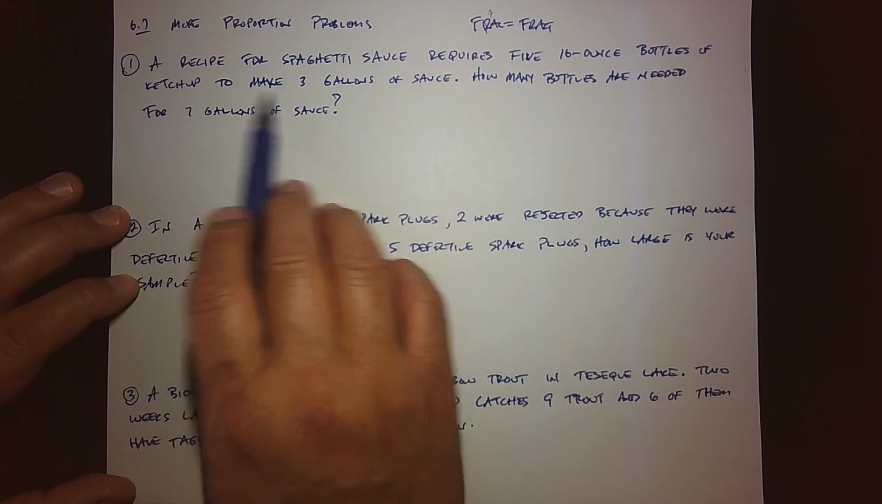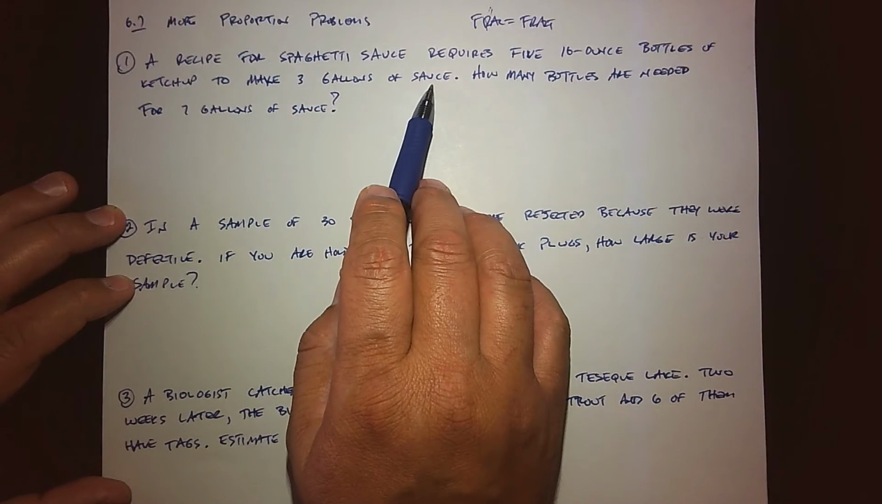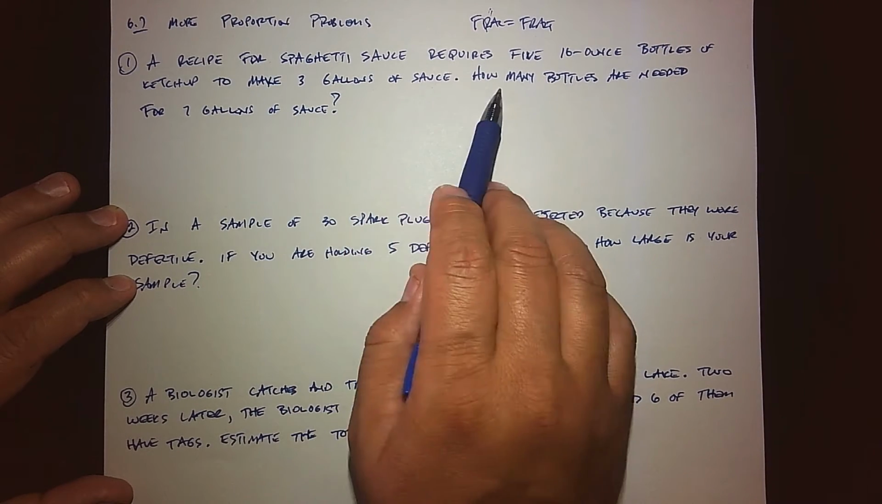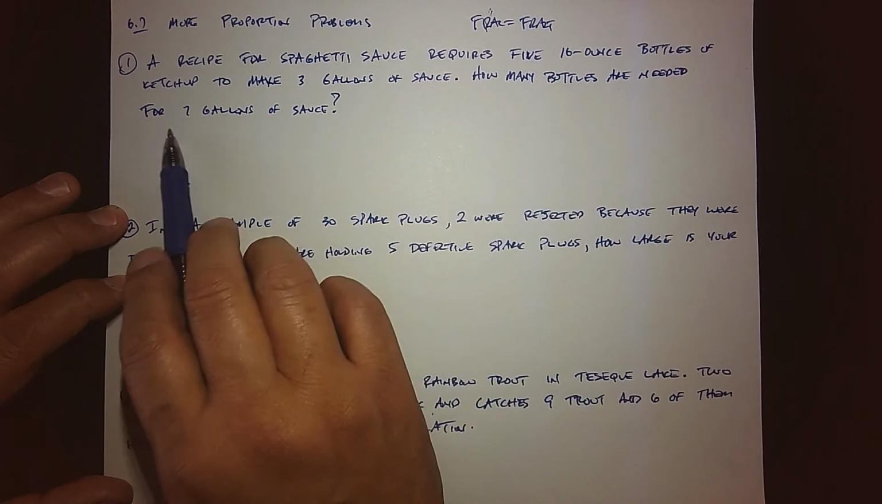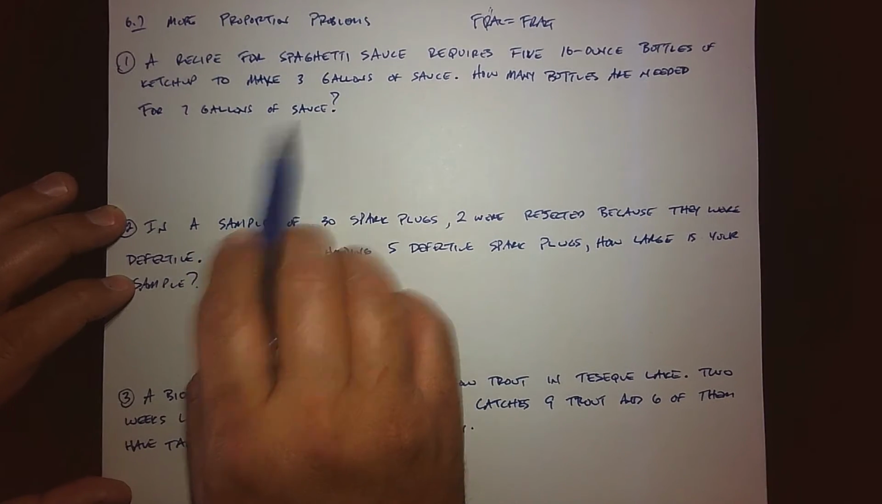So in the next one, we have a recipe for spaghetti sauce that requires 5 16-ounce bottles of ketchup to make 3 gallons of sauce. Right? So like maybe they have a big party or something. How many bottles are needed for 7 gallons of sauce?